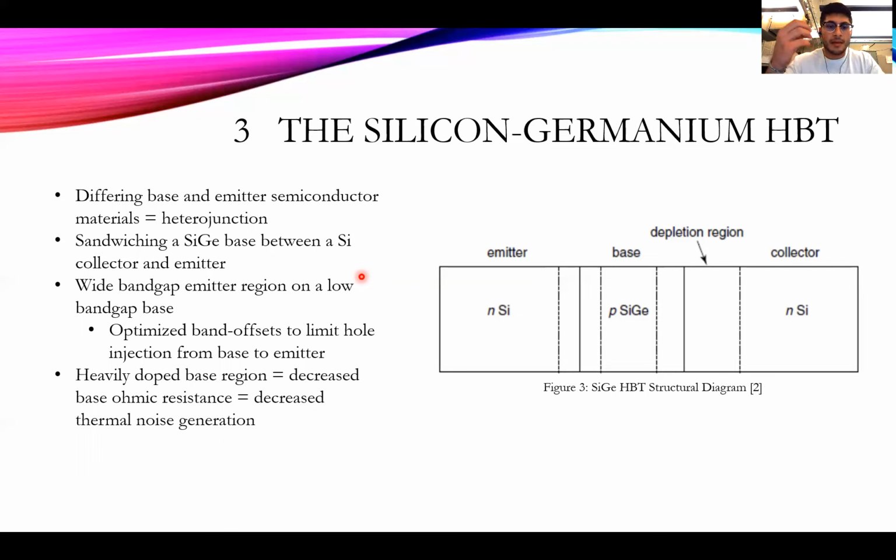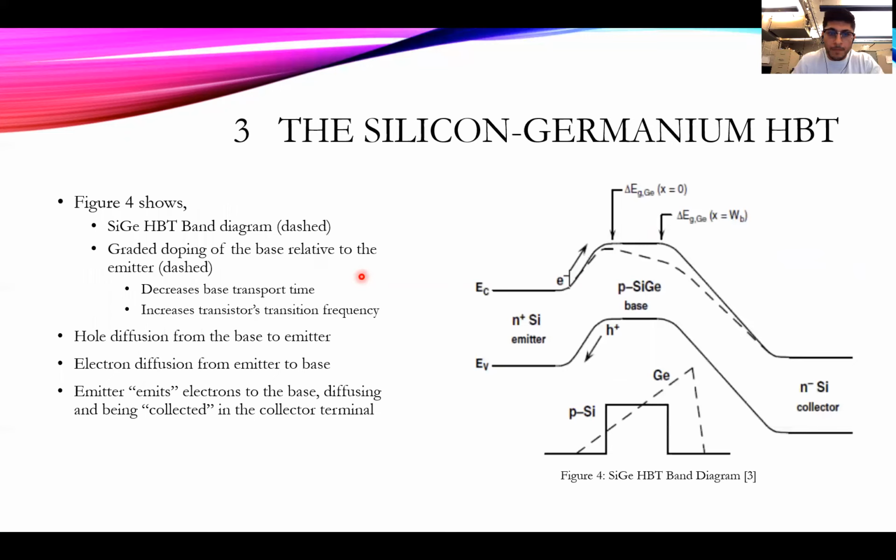So that means that the equivalent ohmic resistance of this base region is going to be decreased, since we have a higher doping profile in the base, which is the silicon-germanium portion. And what that translates to is a decreased thermal noise generation, because as we remember from some of our previous courses, decreasing your resistance will decrease your noise generation, thermal noise generation specifically.